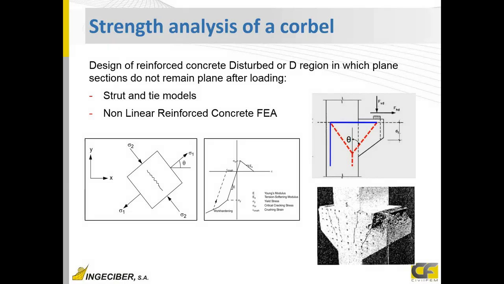That is, the behavior should be similar to a column or a wall, where there is one main direction or two main directions much bigger than the other, and the cross sections remain plane after loading. There are many regions in concrete models where this is not fulfilled. Those regions are called D regions; depending on codes and standards, they can be called in different ways.